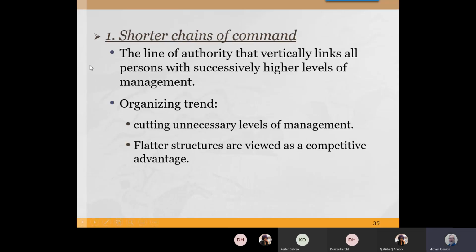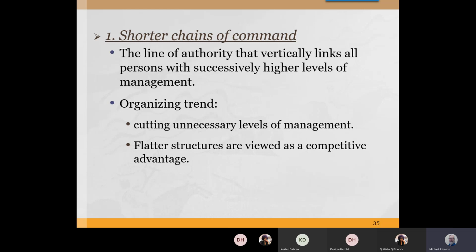Shorter chain of command. So the idea is to flatten the organization a bit. We don't want to have so many layers. One of the things that happened during the 1980s because of a recession in Canada and the United States is that most middle management jobs were eliminated.